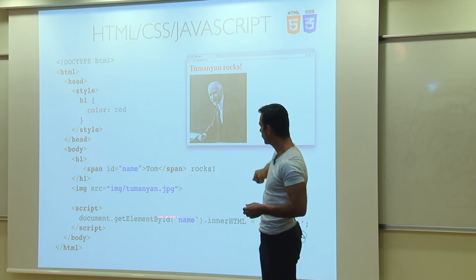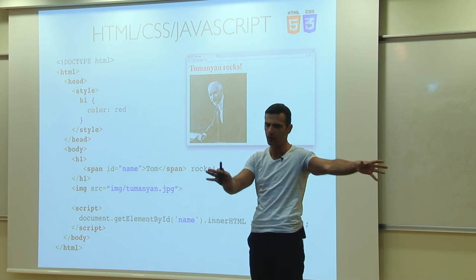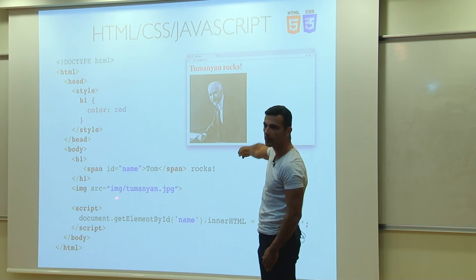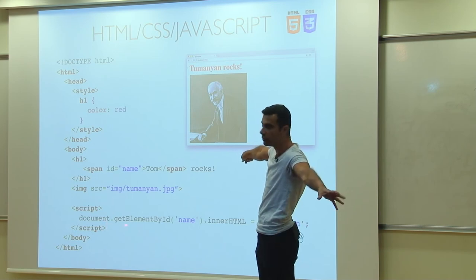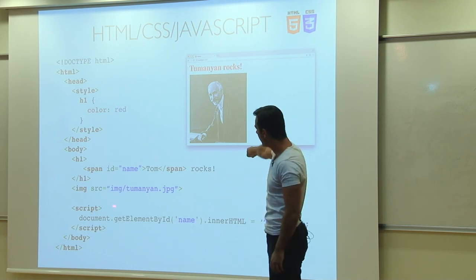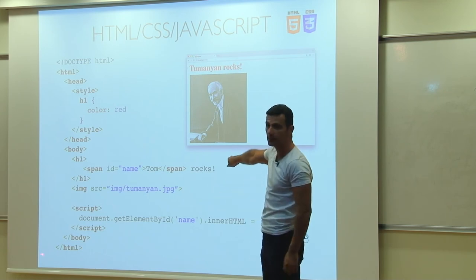So you will typically store your JavaScript in a separate file. I'll show you how to do this. And then refer to it, just like image refers to an external file, an external JPG. Similarly, from script, you can refer to a separate JavaScript. In this case, I wrote the JavaScript directly inside the script tag.